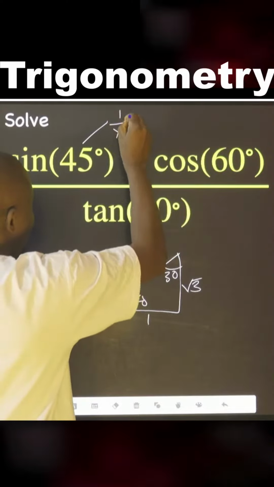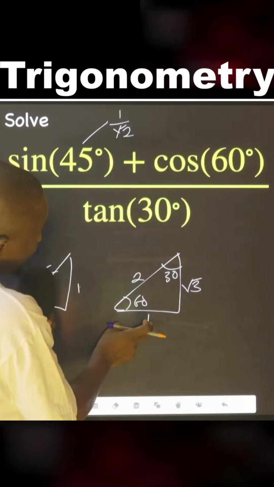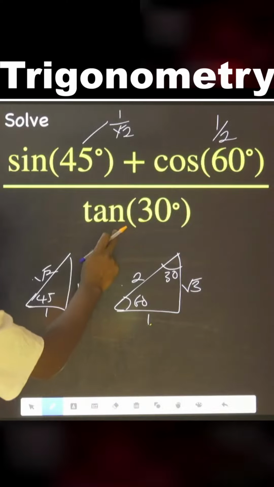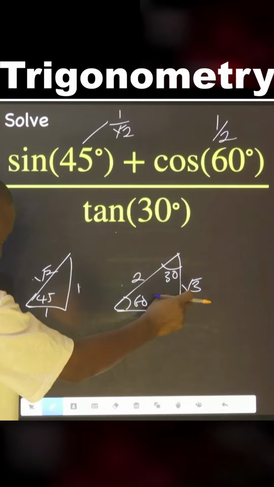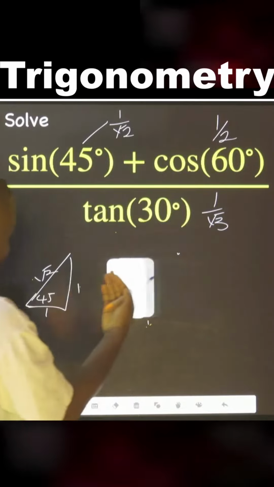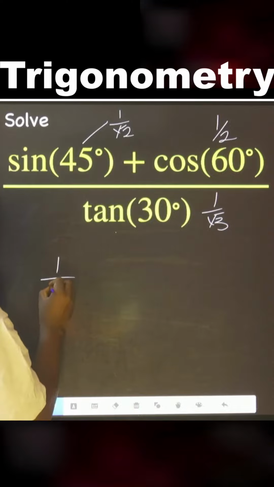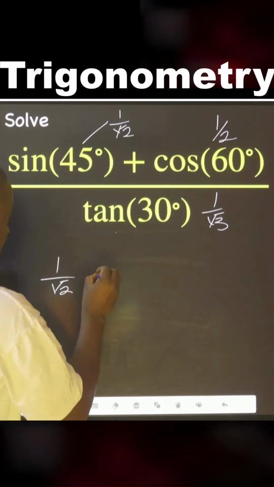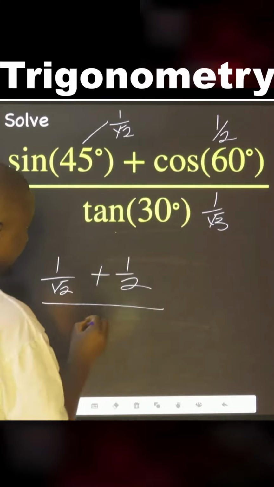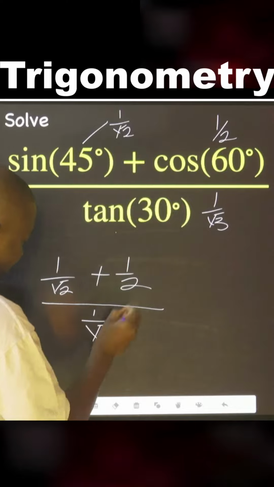1 over the square root of 2. For this, it is adjacent over hypotenuse, 1 over 2. For this, it is opposite over adjacent, 1 over square root of 3. That's all. So we just replace: 1 over square root of 2 plus 1 over 2, all over 1 over the square root of 3.